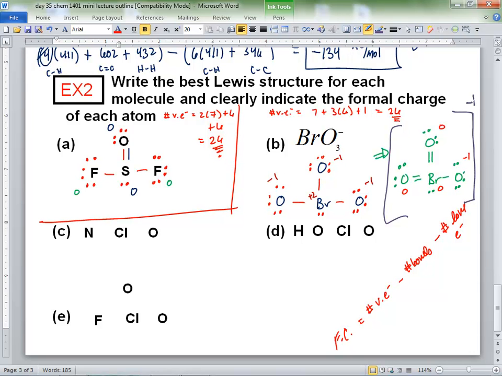So did you get the bromate? You should have 2 double bonds and 1 single. At least it seems like this one works. Does that one work? Because if you do it this way, these guys are all zeros, and the -1 is on the bromine. But what's more electronegative? Oxygen is. So this works, but it's not as low energy as having the negative on the oxygen. That's the only thing wrong with it. There you go.